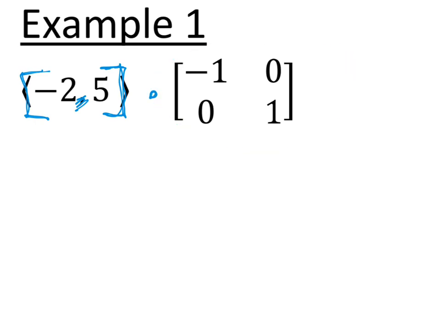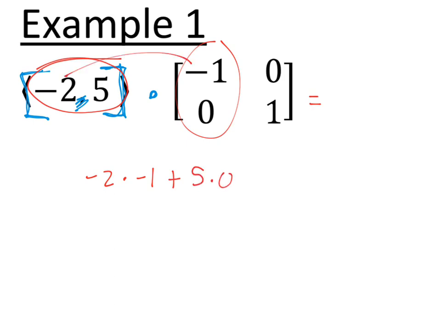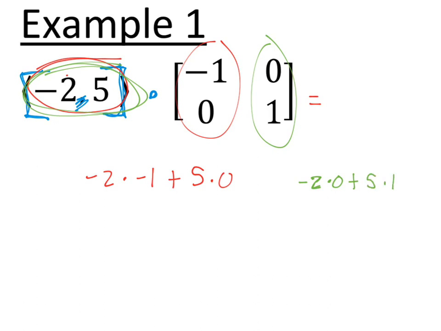So I'm going to take this row of my first matrix and multiply by the first column of my second one, and that'll give me -2 times -1 plus 5 times 0, right? The -2 and -1 and the 5 and 0 multiply together, and then you'll add those products. And then let's go to the first row of my first matrix, and then the second column. So the -2 and the 0 and the 5 and the 1 multiply together. -2 times 0 plus 5 times 1. And that'll give me my resulting matrix.